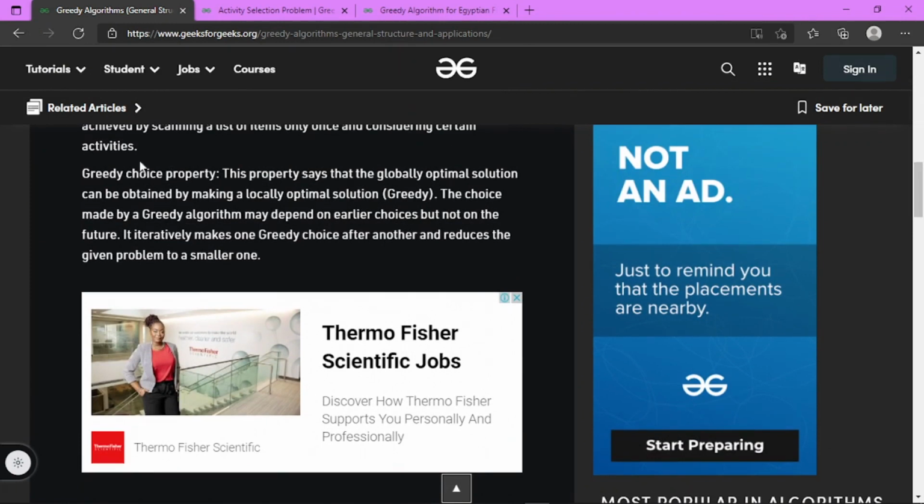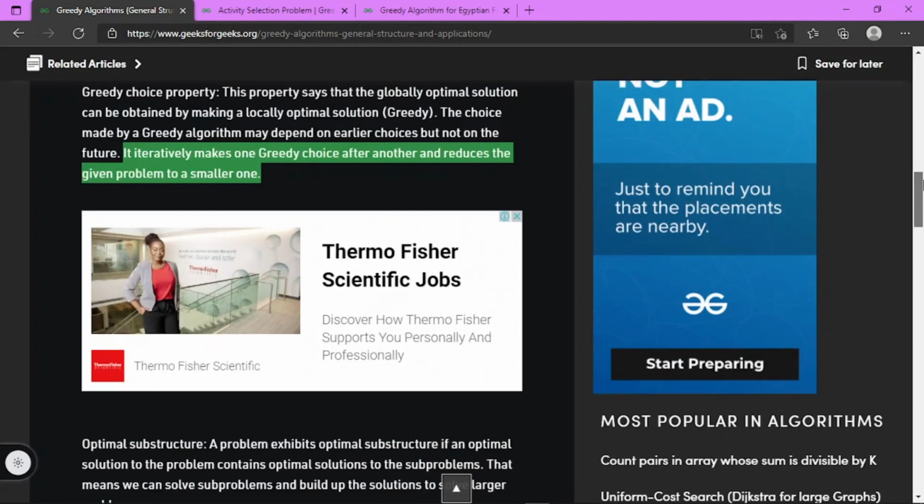In the greedy choice property, the property just says that the globally optimal solution can be obtained by making a locally optimal choice, that is the greedy one. The choice made by a greedy algorithm may depend on earlier choices but not on the future, as I just explained above. So it iteratively makes one greedy choice after another and reduces the given problem to a smaller one.